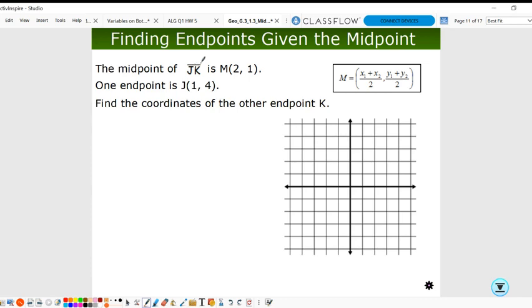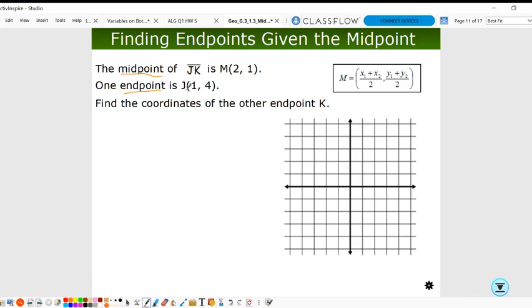The midpoint of JK is (2, 1). One endpoint is (1, 4). So there's some important details here. We've got a midpoint and we have an endpoint. Find the coordinates of the other endpoint, K.